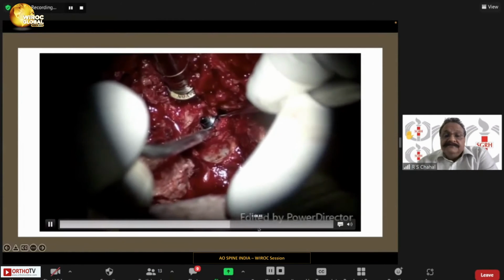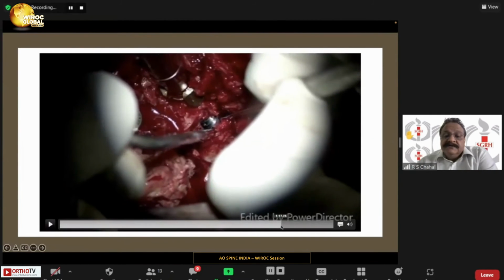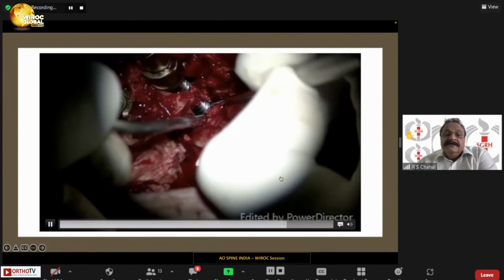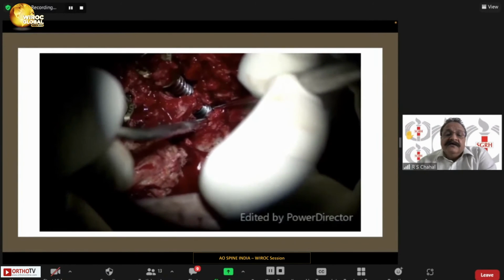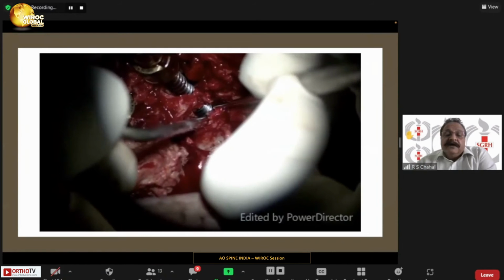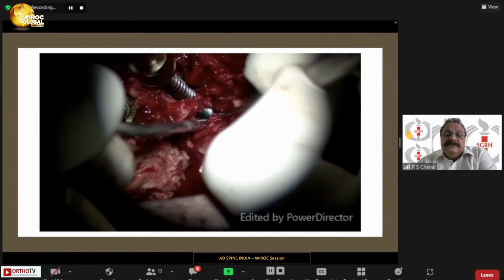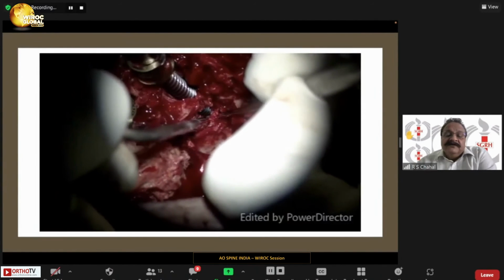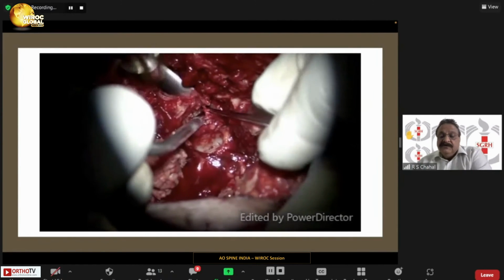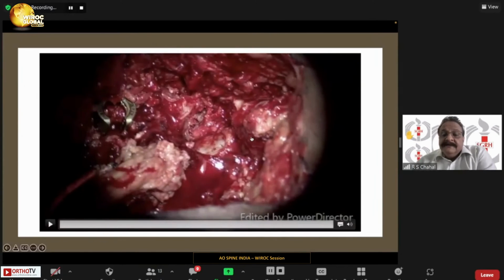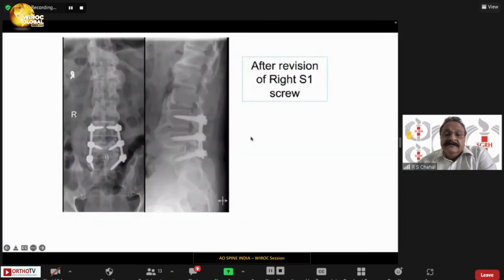And so see how the threads move. It would really have cut the root at multiple points. With a breach which is more inferior and medial, it's quite difficult to salvage. So we could finally do it at the same level, and the patient was relieved of the symptoms.